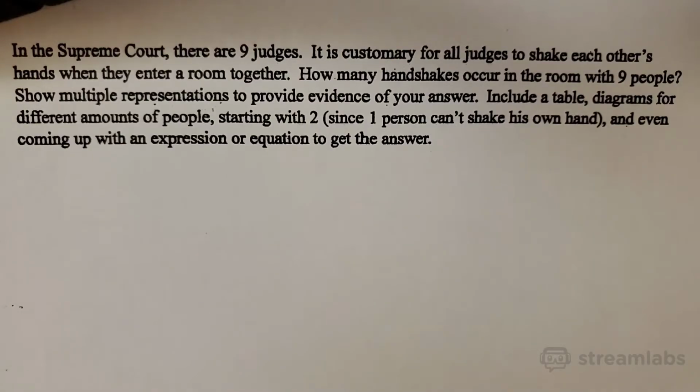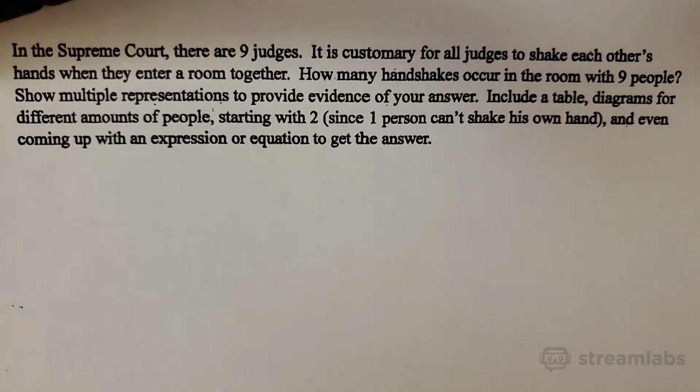All right. First glance, do we understand what's going on? So there are 9 judges, right? Everyone has to shake everyone's hand, and how many handshakes occur in the room with 9 people? You want to show multiple representations to provide evidence for your answer. Include a table, diagram, different amounts of people, starting with 2, since one person can't shake their own hand, even coming up with an expression or equation to get an answer.